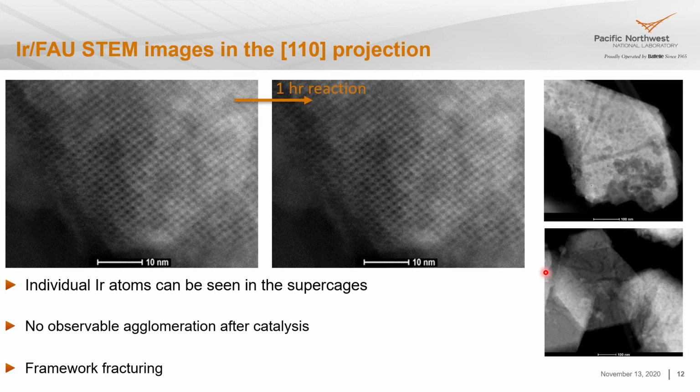If we look at the STEM images of this material, the fresh images on the left-hand side show us that iridium atoms are neatly and isolatedly placed in the supercages of the faujasite, and that after reacting in our test unit for an hour, we don't see any agglomeration of those iridium centers. What we do see, though, over the course of reaction is some changes to the framework overall. This scale is about 100 nanometers, and we can see that these crystals fractured. It kind of looks like little tunnels present in these STEM images.